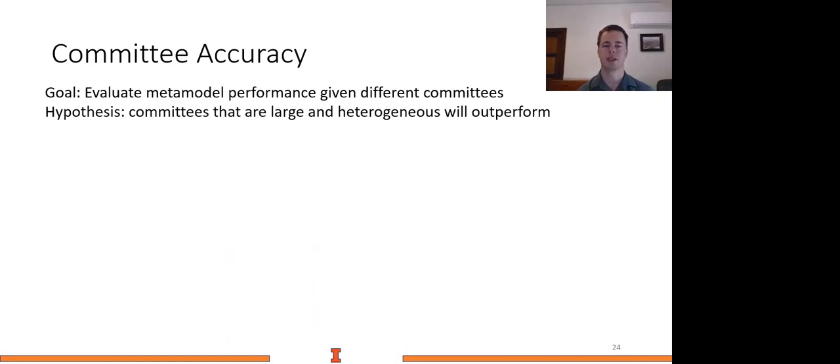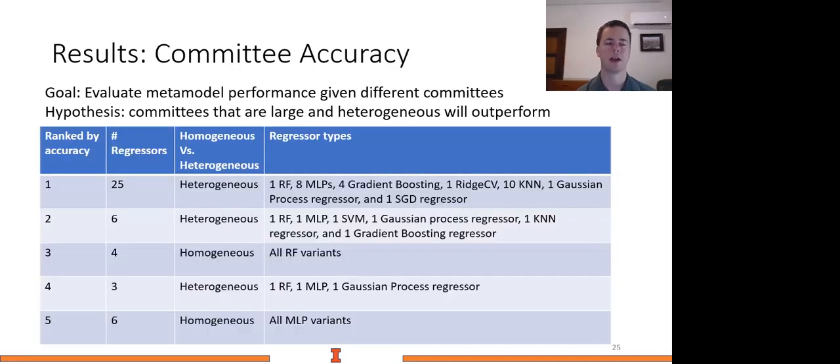Our hypothesis was that committees that are large and heterogeneous will outperform those committees that are smaller and more homogeneous, although we believe that at some point there'll be a point of diminishing returns in both the size and the heterogeneity of the committee. We largely confirmed our hypothesis. So these are the five committees we tried. They differ in the number of regressors and the kinds of regressors that they have in each committee. So the committees are here ranked by accuracy from most accurate to least accurate.